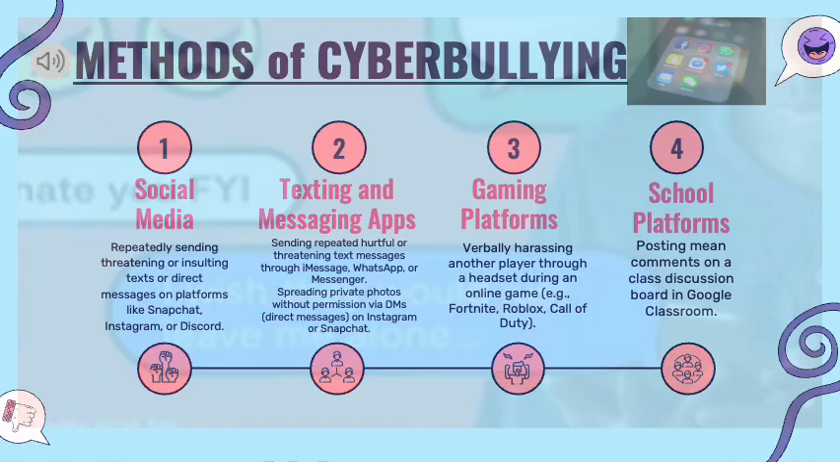I will now list some methods of cyberbullying. The number one method is through social media. Cyberbullying through social media includes repeatedly sending threatening or insulting texts or direct messages on platforms like Snapchat, Instagram, or Discord. Next is through texting and messaging apps, sending repeated hurtful and threatening text messages through iMessage, WhatsApp, or Messenger, and spreading private photos without permission via DMs, which are direct messages on Instagram or Snapchat.